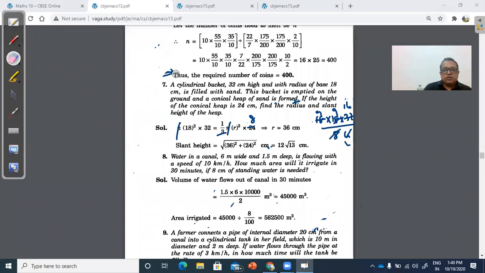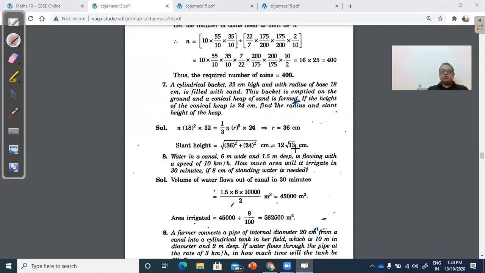We can find out that slant height because now we know the radius is 36. So radius we have already calculated, now 36. So 36 square plus 24 square. So L square is h square plus r square. So 24 is the height already given. Radius we have found out. So we will calculate this.